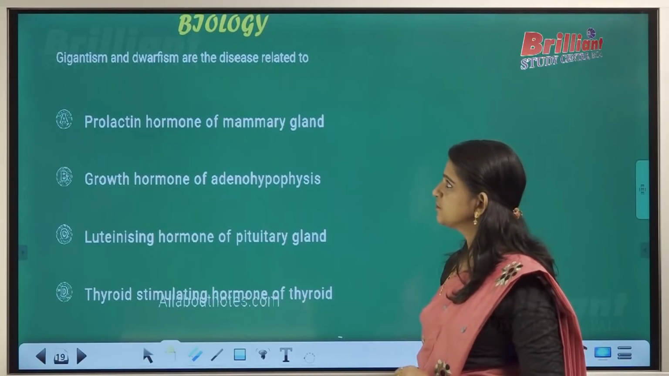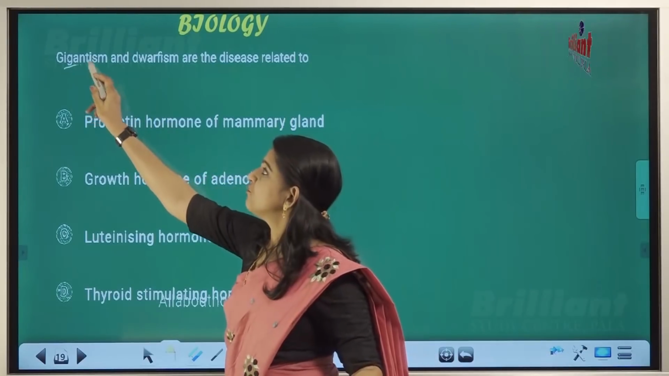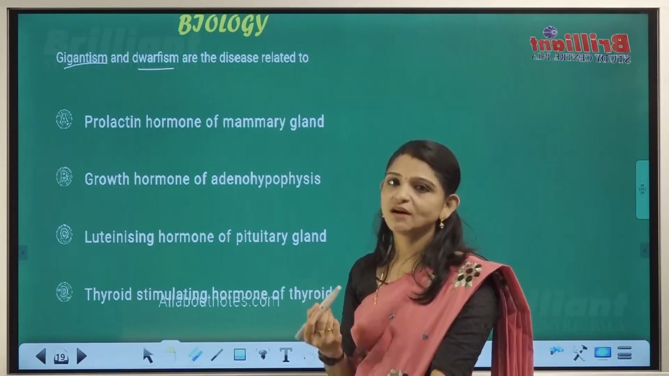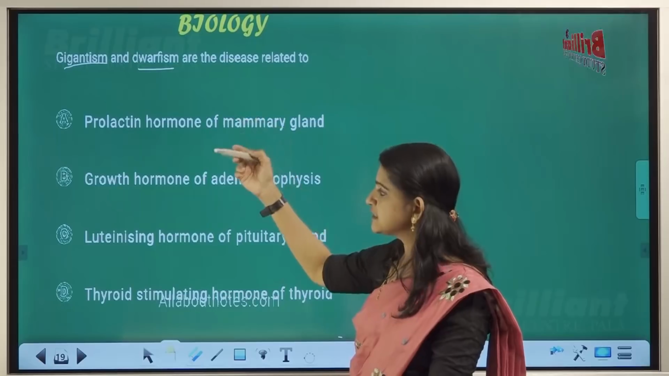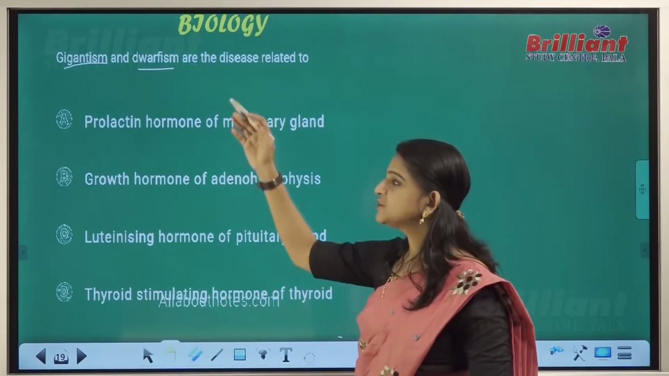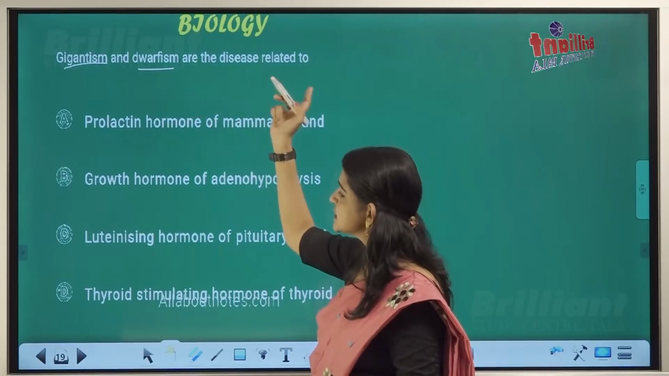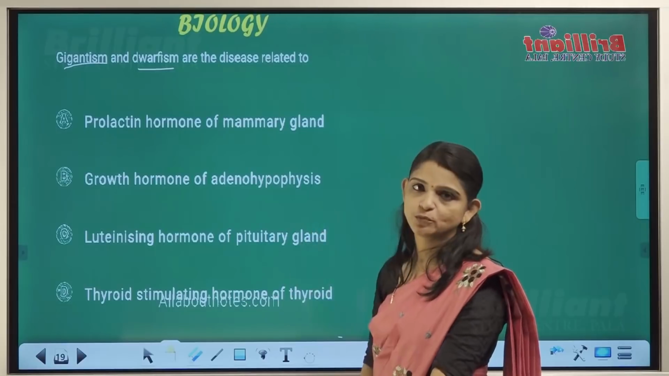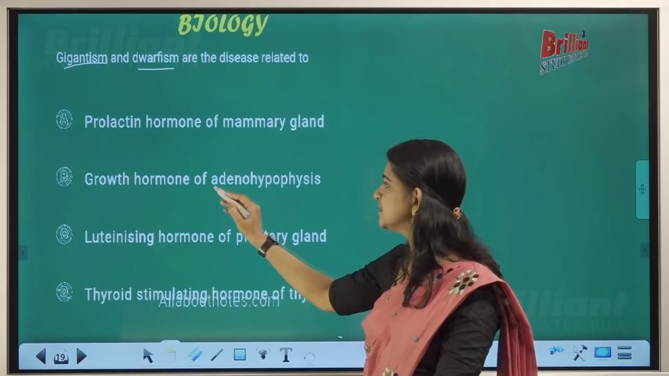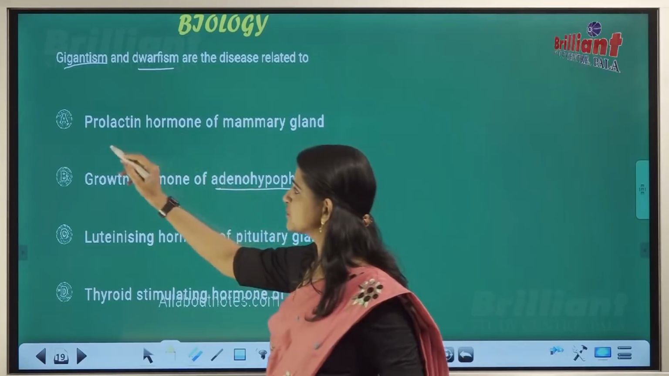Gigantism and dwarfism are the diseases related to. Gigantism and dwarfism. It is related to what? Growth hormone. Gigantism is a condition of excess growth, large body size, and dwarfism comparatively is a small body size. So gigantism and dwarfism are the diseases related to growth hormone. From where is growth hormone released? It is from the anterior pituitary, adenohypophysis. So let us look into the options.